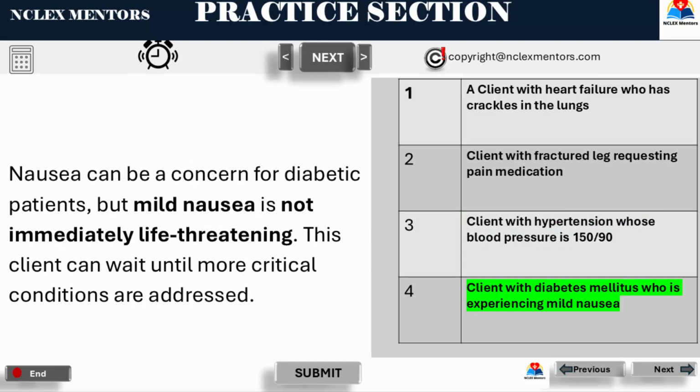The last priority is the client with diabetes mellitus, who is experiencing mild nausea. While nausea in diabetics can be a warning sign, it's not immediately life-threatening. This client can wait while we address more urgent issues.